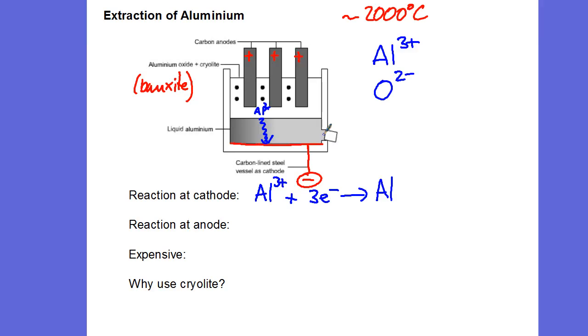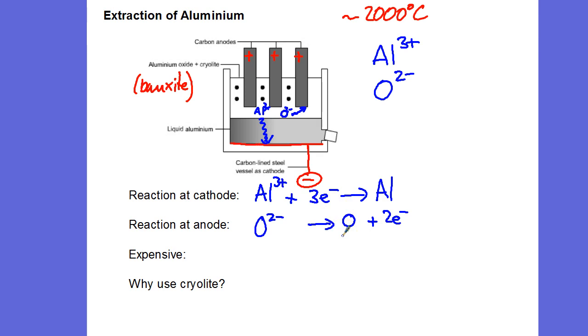Now, if the positive ions go to the negative cathode, the negative ions in here will be attracted to the positive anodes, and that's exactly what happens. The oxide ions in here, O2-, are attracted to the positive electrode. So here's O2-. And oxygen ions relinquish their 2 electrons to the anode. So they give out 2 electrons, and you make an oxygen atom.